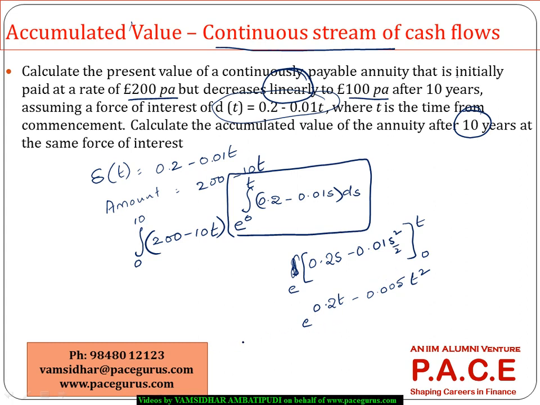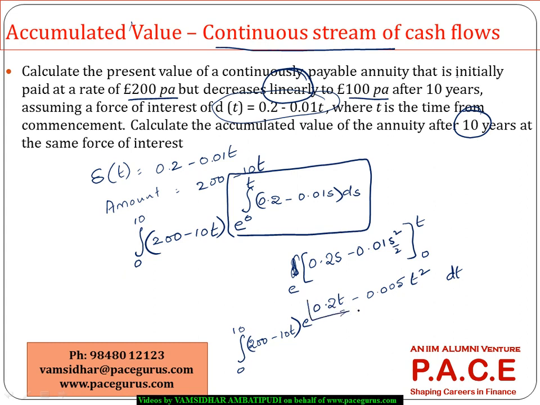So this is the interest rate, and the cash flows are also changing. So we'll find out the accumulated value using 200 minus 10t into this. So I have to integrate this entire thing in the dt range, over the 0 to 10 years period.